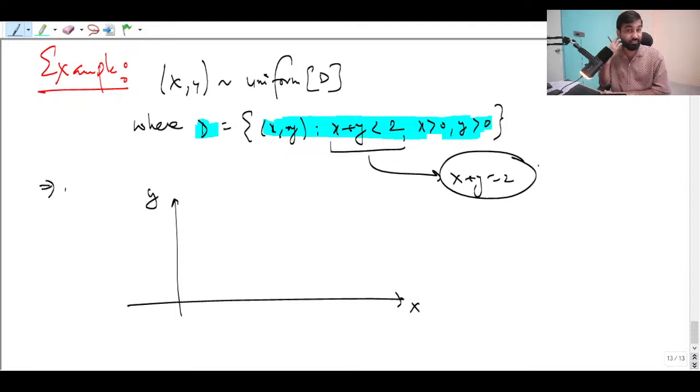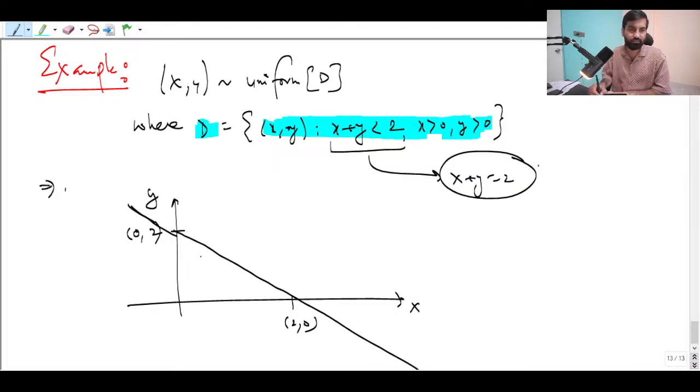If x is 0, y is going to be 2, right? And this point is (0, 2) and this one is (2, 0), so you can just join these two points. Yes, this is the region of support, guys. Are you able to see this?